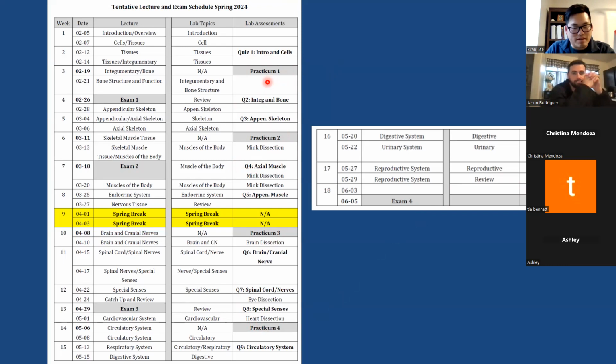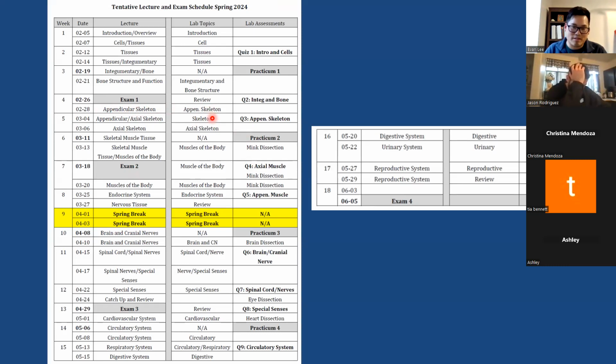I tried to spread them out as best I could, but unfortunately, that also means that you have practicums and exams pretty consistently. There's only a few weeks where we don't have one or the other. But just to be clear, whenever we're going over stuff in the lecture, we typically go over it in the lab as well. So the material should be pretty consistent between the two, but it is quite a few exams to go over.